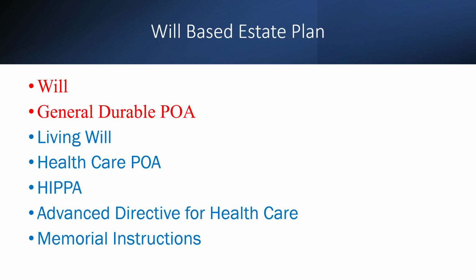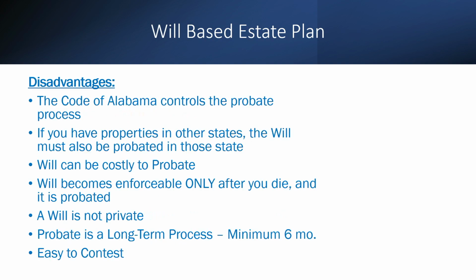Then we have a will-based estate plan, and we talked about the main parts of it. You may not have all of these, but in a total plan, when you have a fully executed will-based estate plan, you're probably going to have most of these addressed with the attorney: the will, the general durable power of attorney or springing power of attorney, a living will, healthcare power of attorney, HIPAA documents, memorial instructions, things like that. So these are the basic documents that we typically see in a fully executed will-based estate plan.